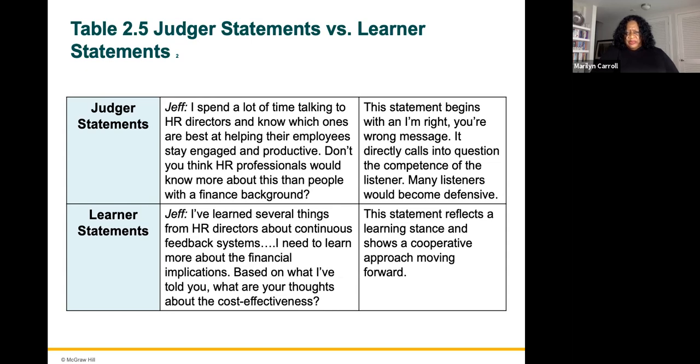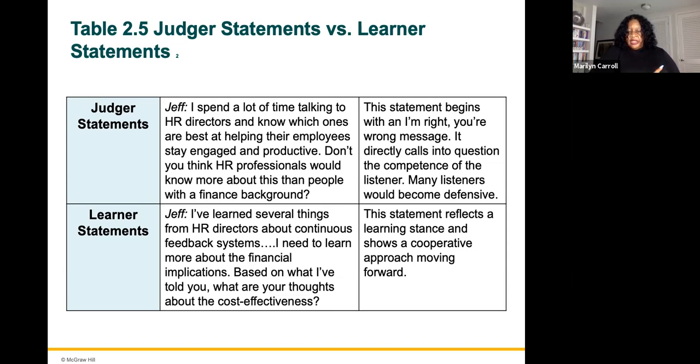Don't you think HR professionals really would know more about this than people with a finance background? This statement begins with an "I'm right, you're wrong" message. It directly calls into question the competence of the listener. Many listeners would become defensive.